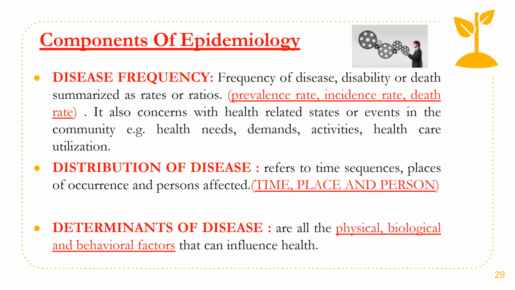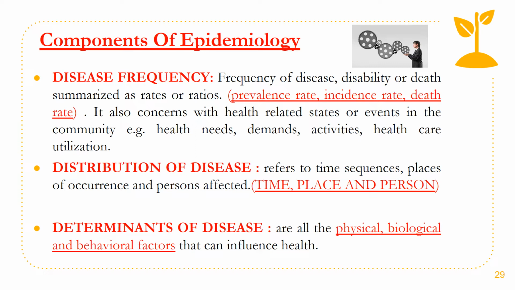Components of epidemiology. First is disease frequency. Frequency of disease, disability or death, summarized as rates or ratios like prevalence rate, incidence rate, death rate. It is also concerned with the health related states or events in the community, for example health needs, demands, activities, healthcare utilization. Distribution of disease refers to time sequences, place of occurrence, and person affected. That is time, place, and person.